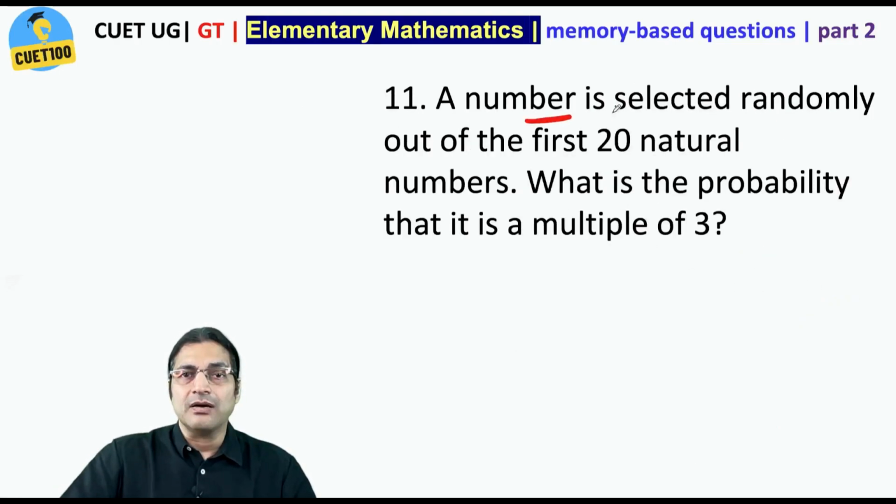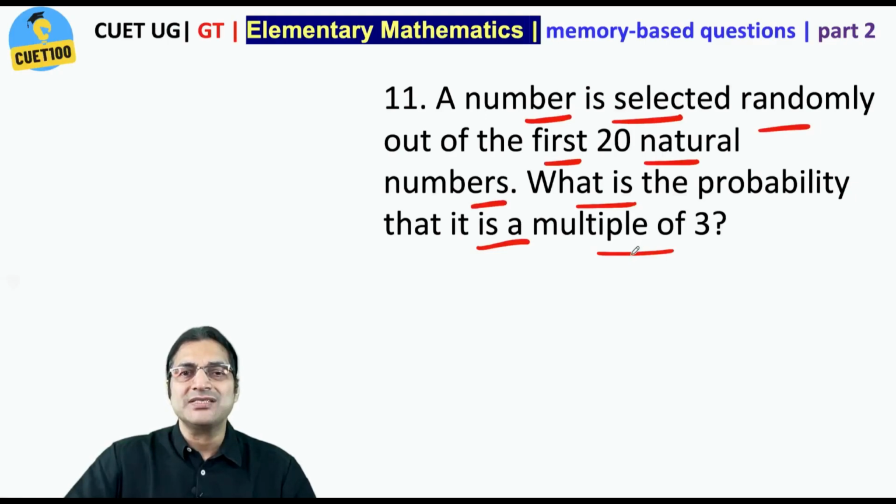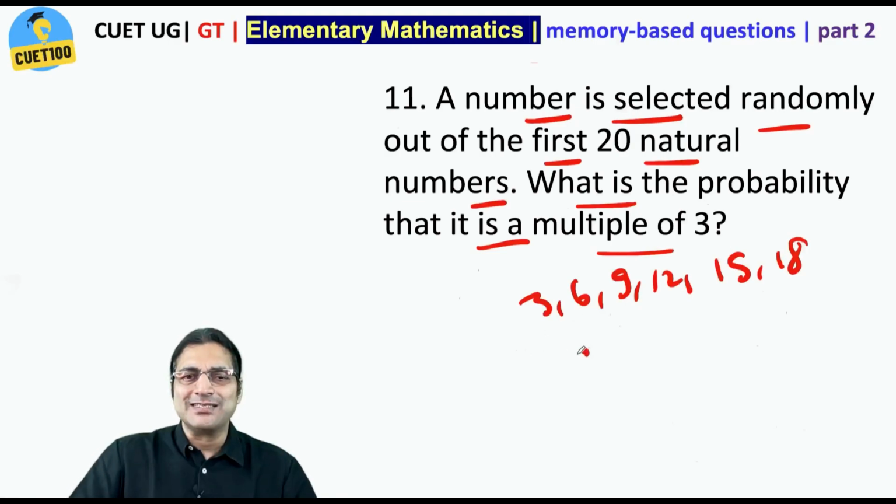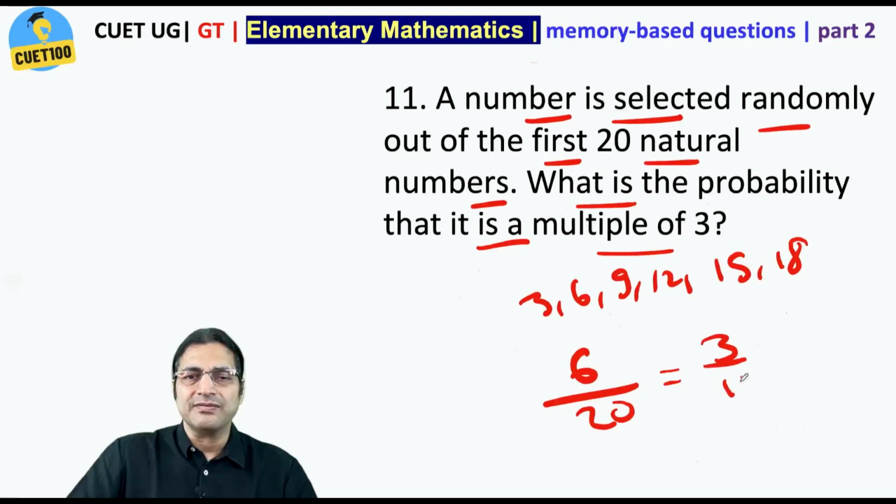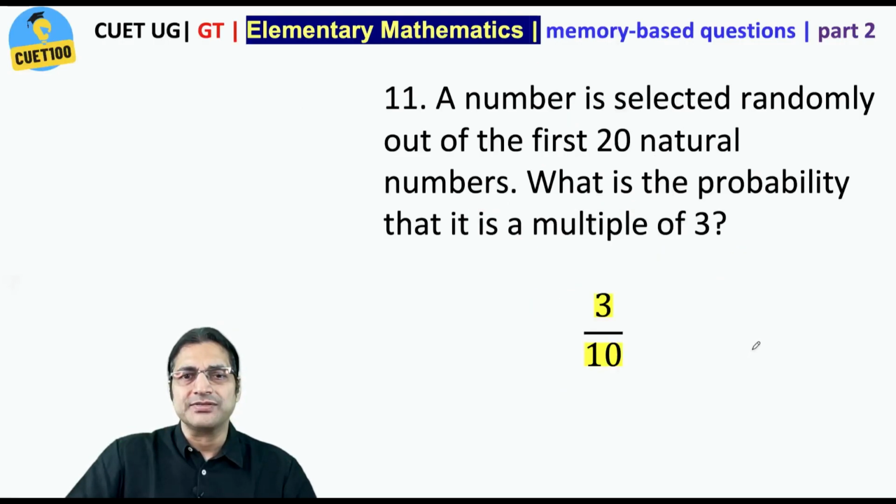A number is selected randomly out of the first 20 natural numbers. What is the probability that it is a multiple of 3? Of the first 20 natural numbers, how many numbers are there that are a multiple of 3? 6: 3, 6, 9, 12, 15 and 18. So, number of favorable cases 6, sample space 20, your answer is 3 by 10. Isn't it a very simple question?